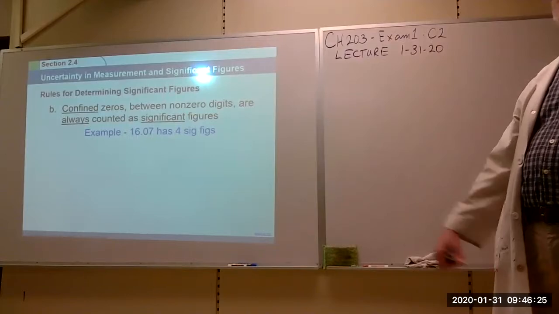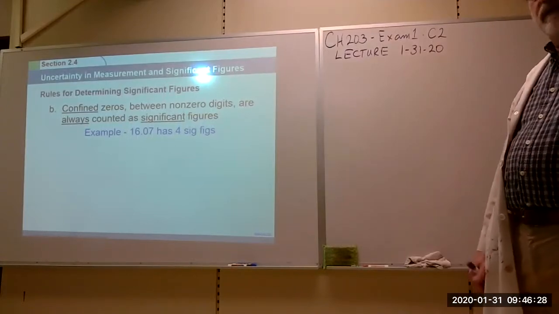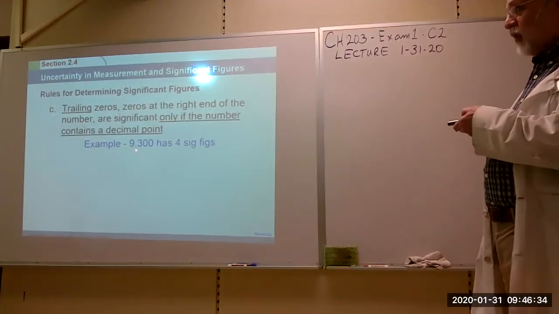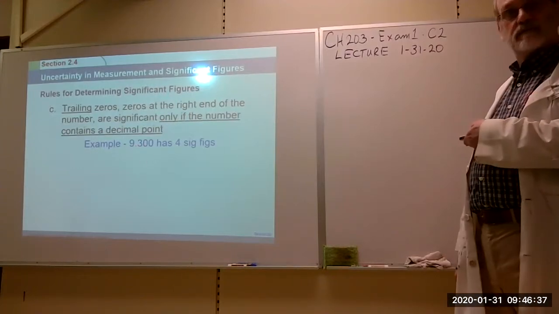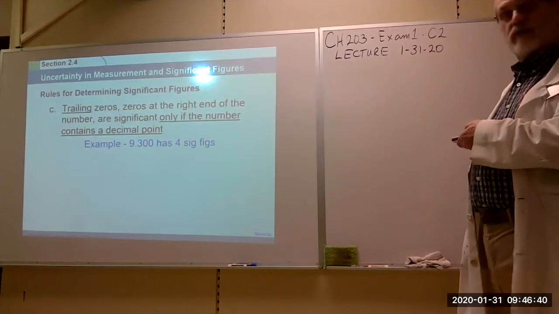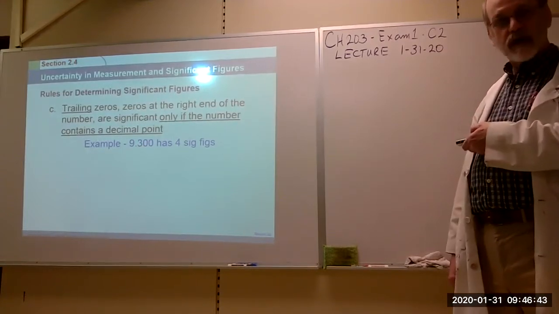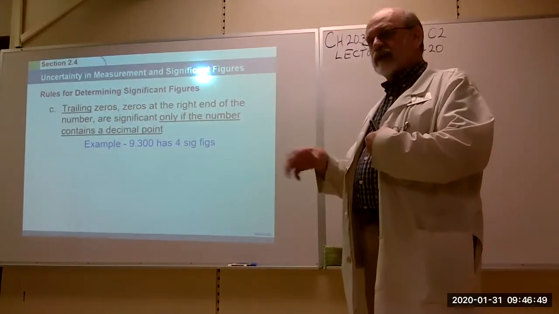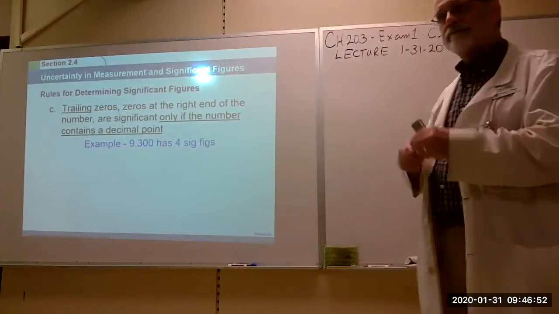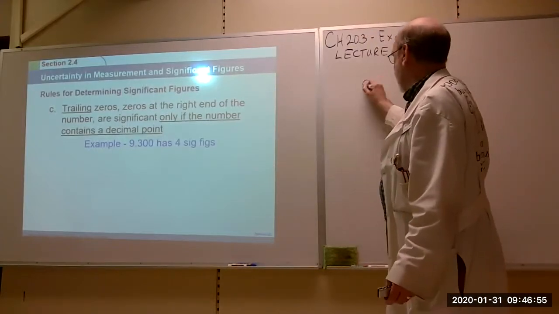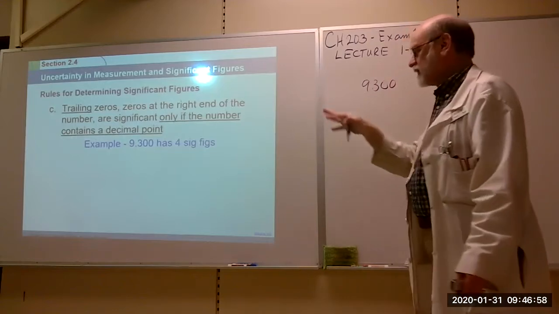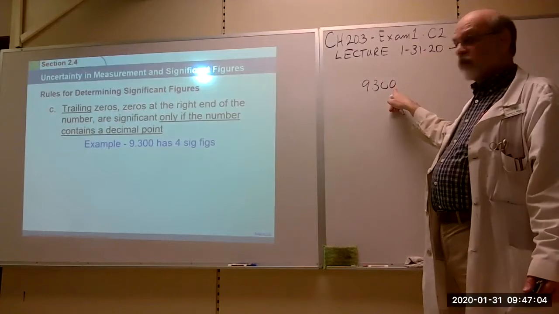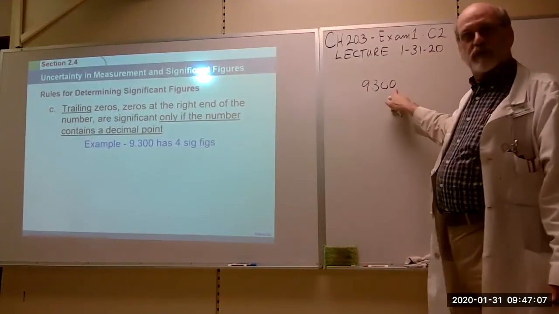Then the only other possibility is zeros on the right-hand side. This one has another caveat built in. If there's a decimal point there, those zeros are significant. If there's no decimal point, then those zeros are not significant. Now, there's a difference between explicit and understood decimals. If I write this number without the decimal, where is the decimal that you assume to be? Right here. But when we're doing significant figures, there's no decimal there.